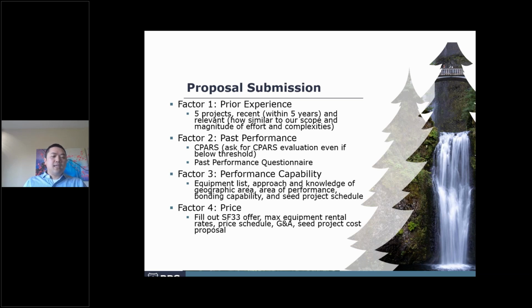And then also your price schedule, and then your G&A and your C project cost proposal. We're asking for a cost breakdown in each C project proposal. So you've got to break it out by labor, materials, profit.